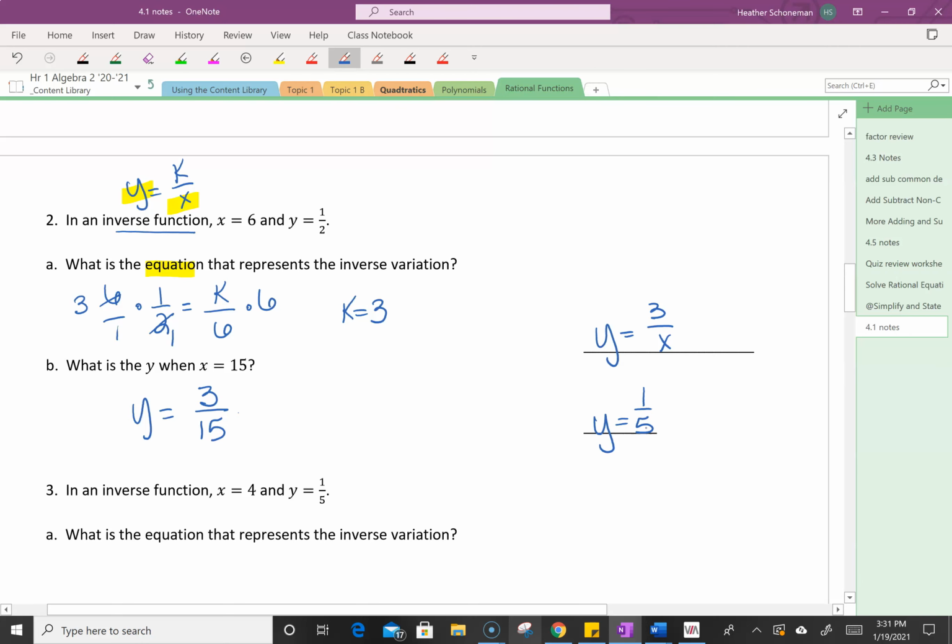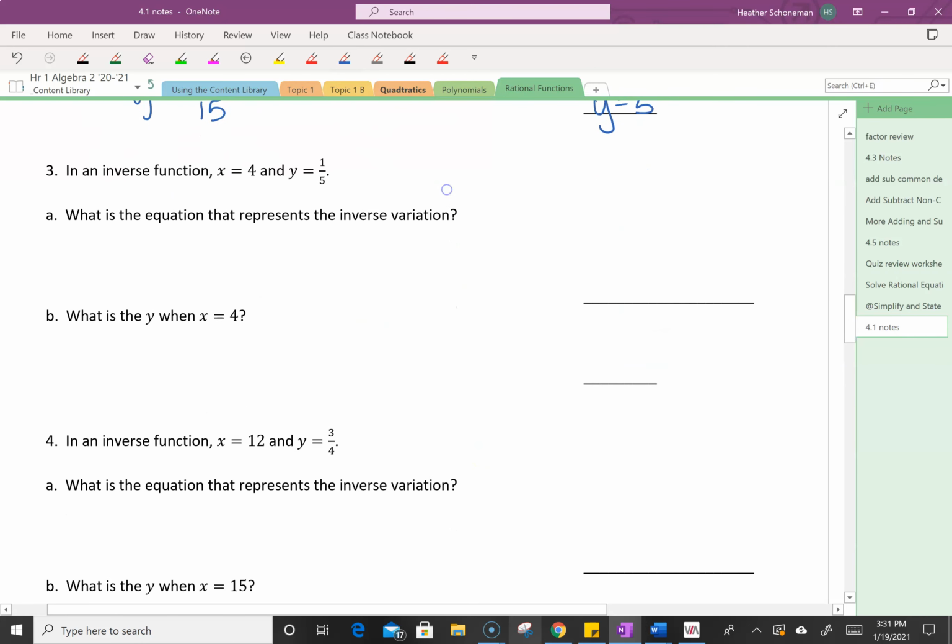All right, let's try one more together, because I want to keep this video relatively short. Okay, so we know that it's an inverse function, so it's got to be y equals k over x. So my y is 1/5 equals k over my x, which is 4. So to solve for k, I'm going to multiply both sides by 4. I'm going to put that over 1. Nothing reduces, so I'm going to multiply straight across the top, and k equals 4/5.